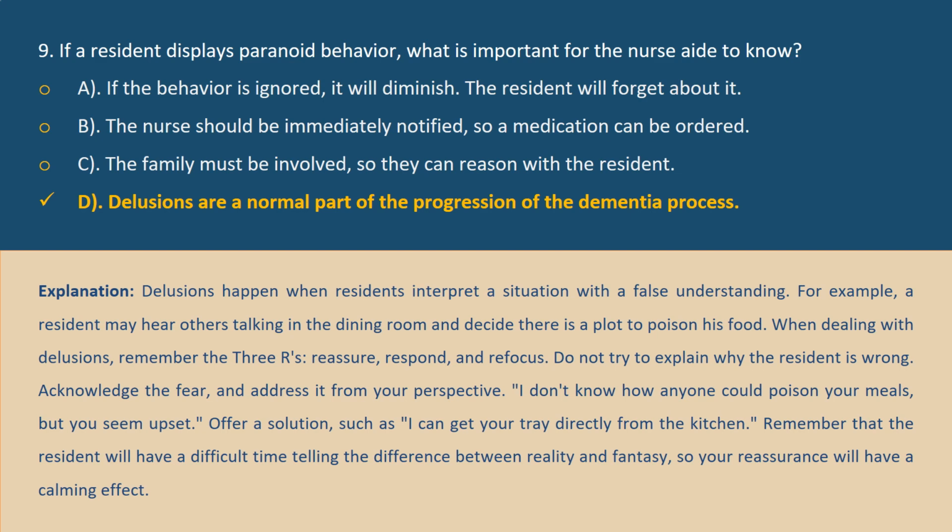Do not try to explain why the resident is wrong. Acknowledge the fear and address it from your perspective. I don't know how anyone could poison your meals, but you seem upset. Offer a solution, such as, I can get the tray directly from the kitchen. Remember that the resident will have a difficult time telling the difference between reality and fantasy, so your reassurance will have a calming effect.